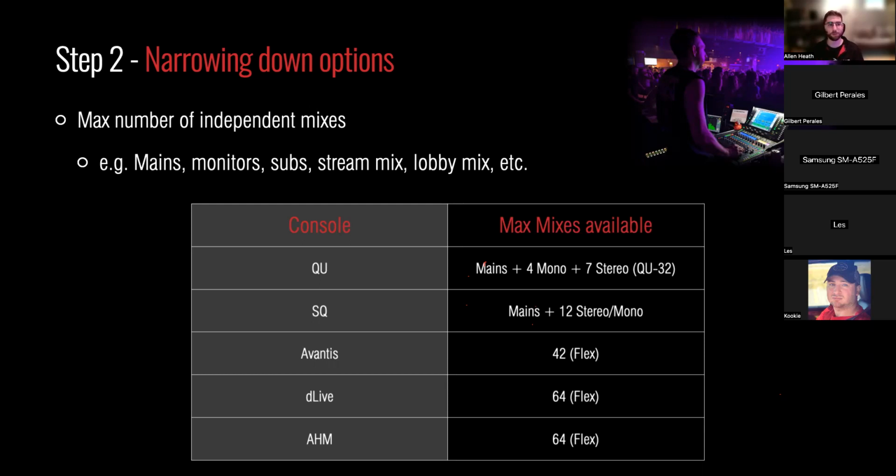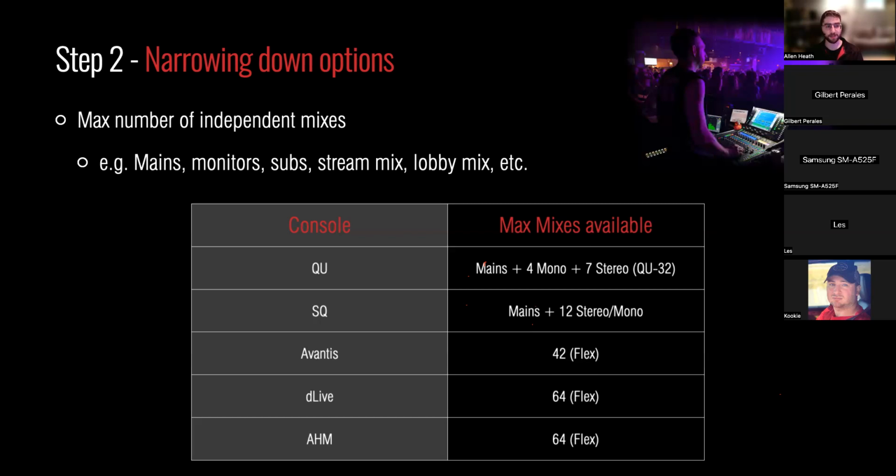So with a Q, you don't have a very flexible bus configuration. You have the mains, you have 4 mono mixes, and then you have, if you set all your groups to operate in mix mode, then you can have up to 7 stereo mixes. So that's still a lot, and that could still satisfy a lot of customers. But if you do need more than that, you know that you have to eliminate Q. So if somebody says, hey, I need 10 stereo mixes for my band, then you know that Q is not the right choice, because you can only do up to 7 stereo auxes on stage. So that's when you start looking at SQ.